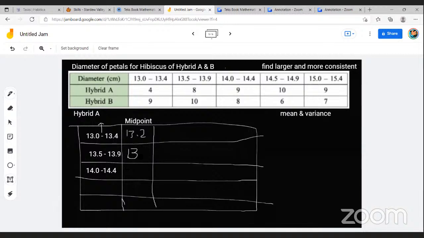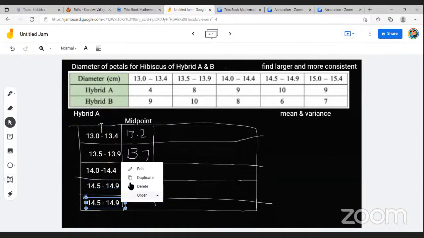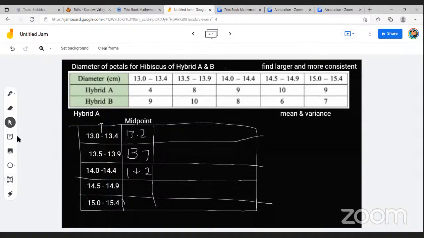All right. Okay, so then 13.2, 13.7, 14.2, and we go on with 14.5 to 14.9. Yeah, it turns out I have to write these as well. Okay, 15.0 to 15.4. And you can find the midpoint of all of these.